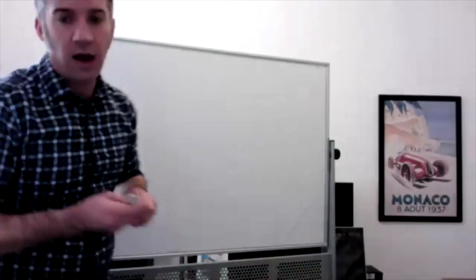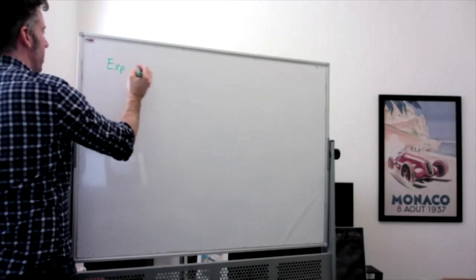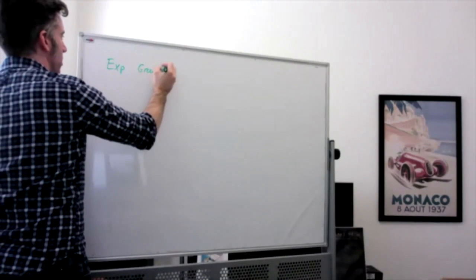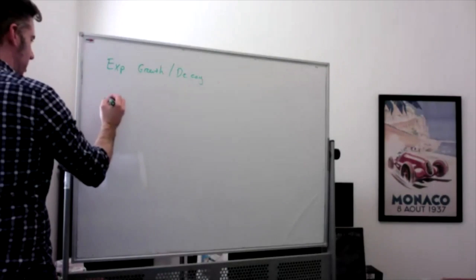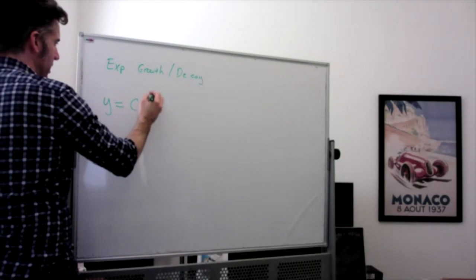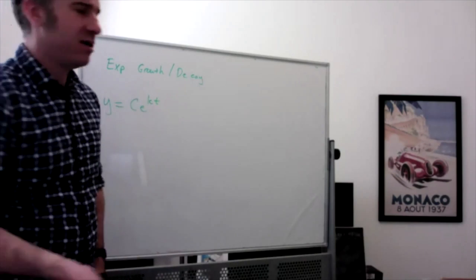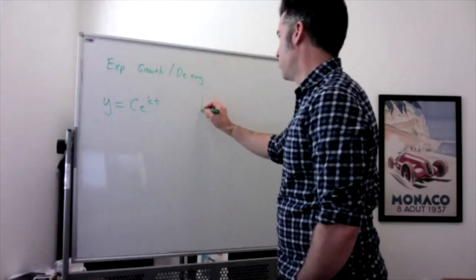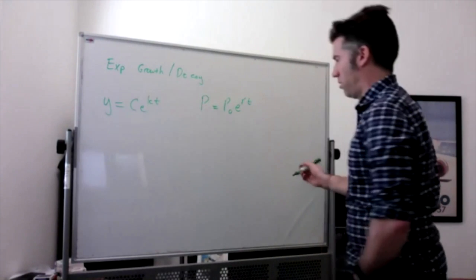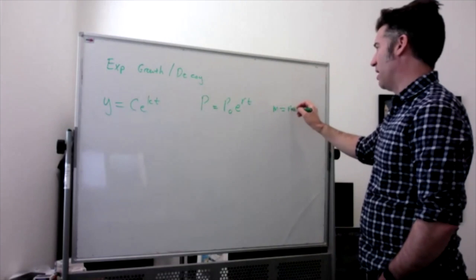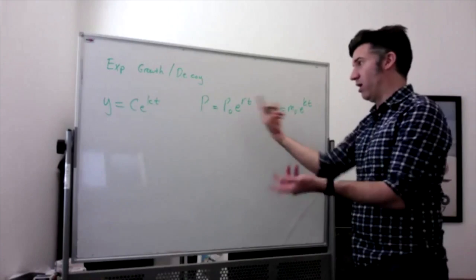So exponential growth and decay. You're always thinking of this kind of setup where you've got y equals c e to the kt. And sometimes books use different notations depending on what they're talking about. Sometimes they'll write p equals p naught e to the rt, or m equals m naught e to the kt. You shouldn't concern yourself really with what letters they're using there.